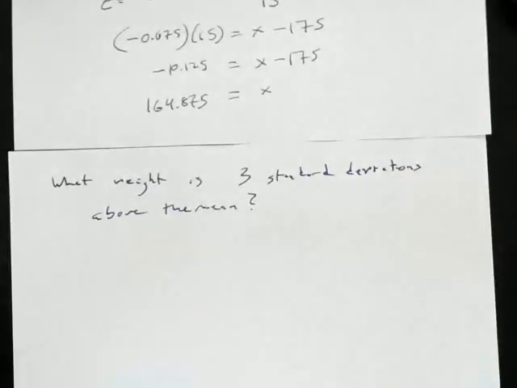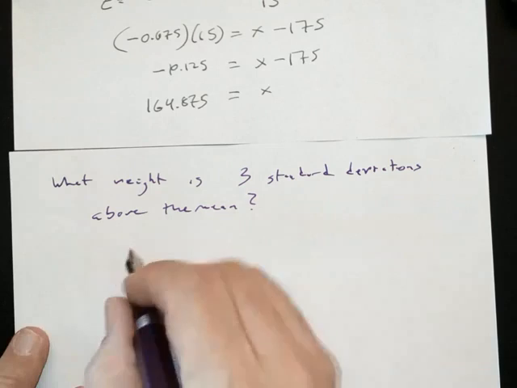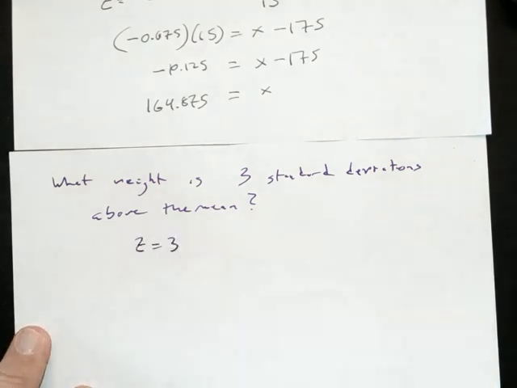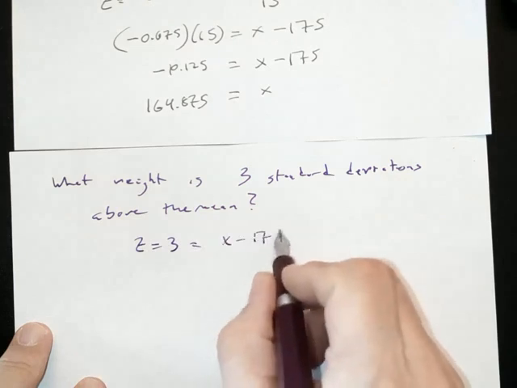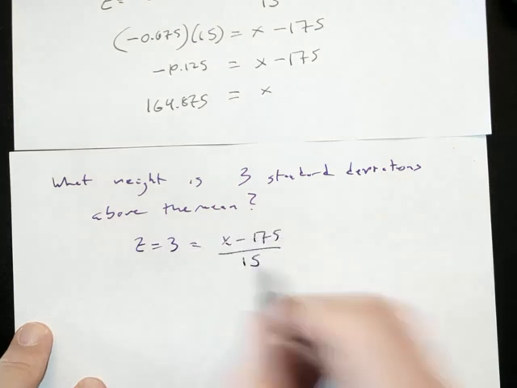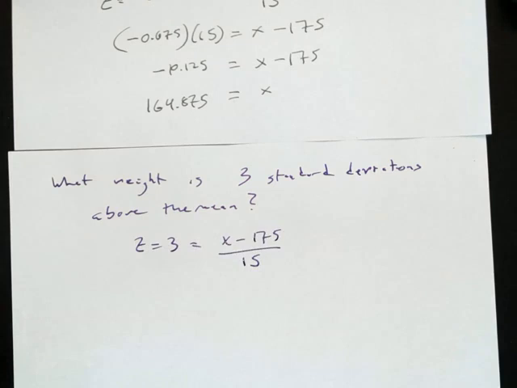Notice this doesn't actually ask me any question about an area. It just asks me what x goes with the z, right? The z-score in this case is 3. And I want that to be put into this standard format.